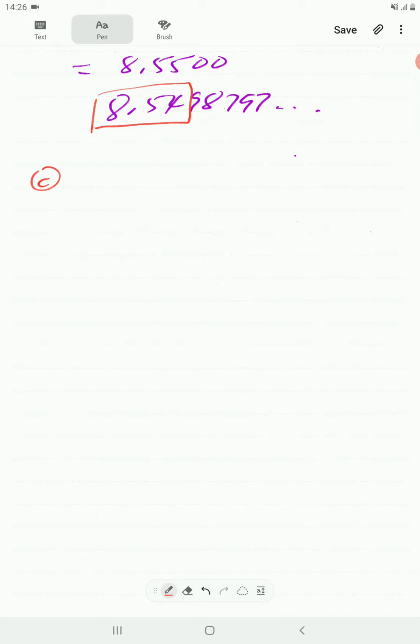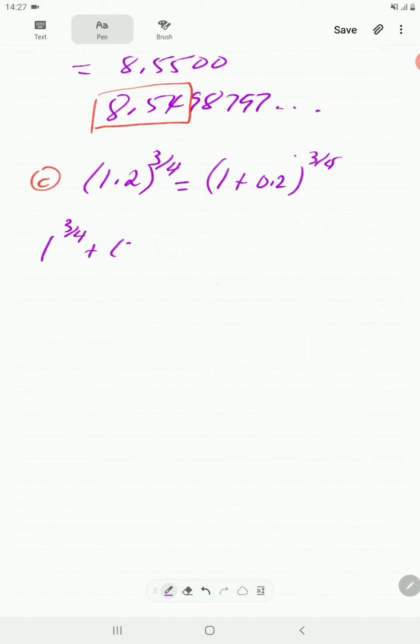So 1.2 to the power 3 on 4. So this is a fourth root, but well, in this case, 1 is square root, cube root, fourth root is any of the roots. So we're simply going to write this as 1 plus 0.2 to the power 3 on 4. And the first term is going to be 1 to the power 3 on 4. Coefficient of the second term is 3 on 4.